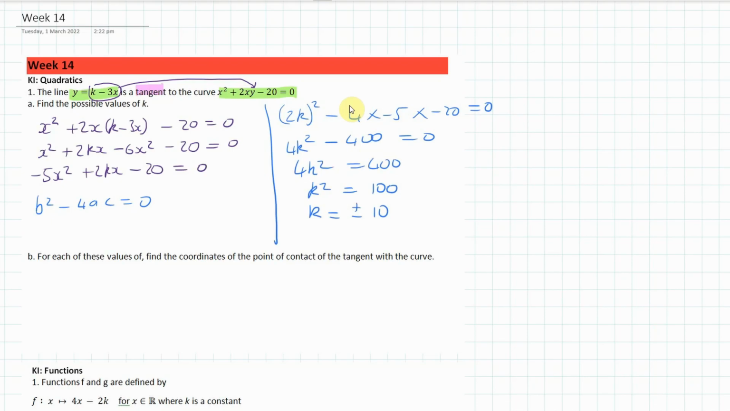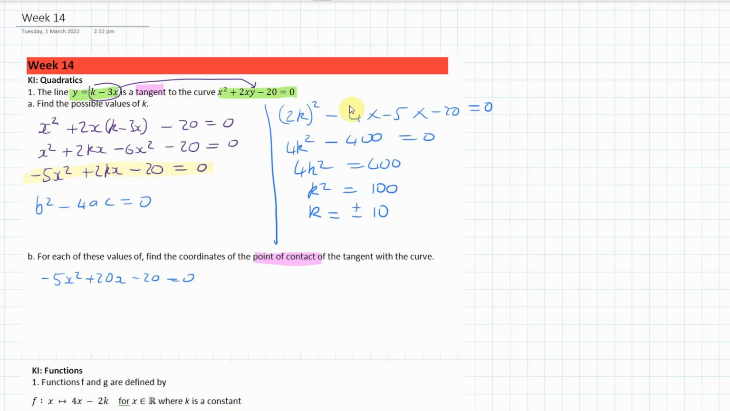For each of these values, this is part B, find the coordinates of the point of contact of the tangent with the curve. Okay, so when k is positive 10, then our equation is going to require a positive 10 in here. So we can chuck that in. What do we get? We get minus 5x squared plus 20x minus 20 equals 0.